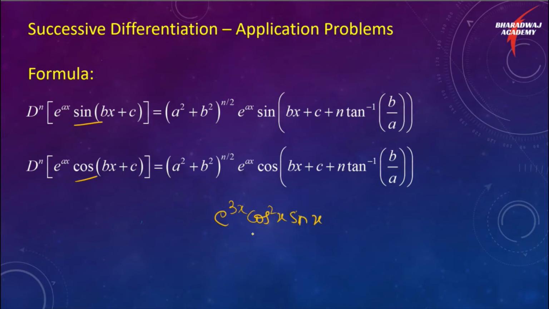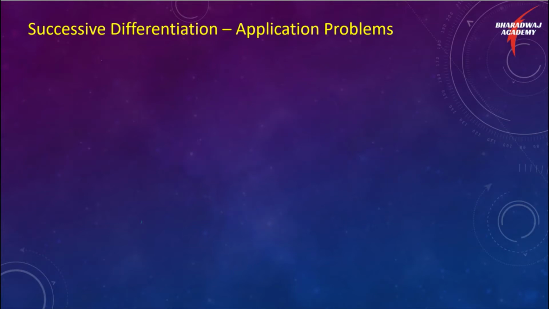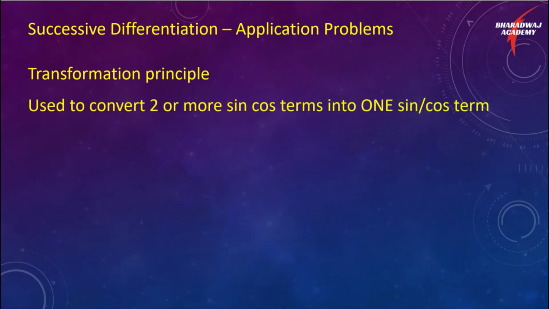So basically here we have a product of cos and sine terms mixed. You can convert the product of many sine and cos terms into a sum of sine and cos terms. How? Is there a shortcut or something? Yes, there is. But it's not a shortcut. It's a concept, a principle known as the transformation principle. Here is the basic essence of the transformation principle. How do we apply this?